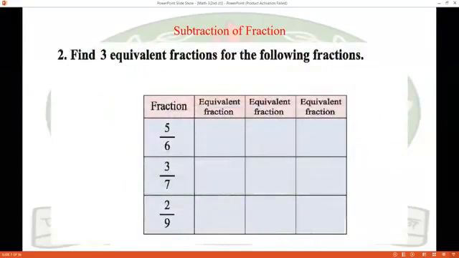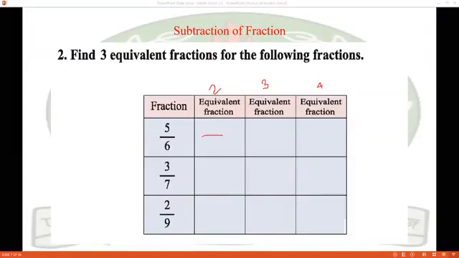Find 3 equivalent fractions of the following fractions. We find the equivalent fraction by multiplying a common number with the numerator and denominator. In this row, we find the equivalent fraction by multiplying by the common number 2. In this row, we multiply by the common number 3. In this row, we multiply the numerator and denominator by the common number 4.